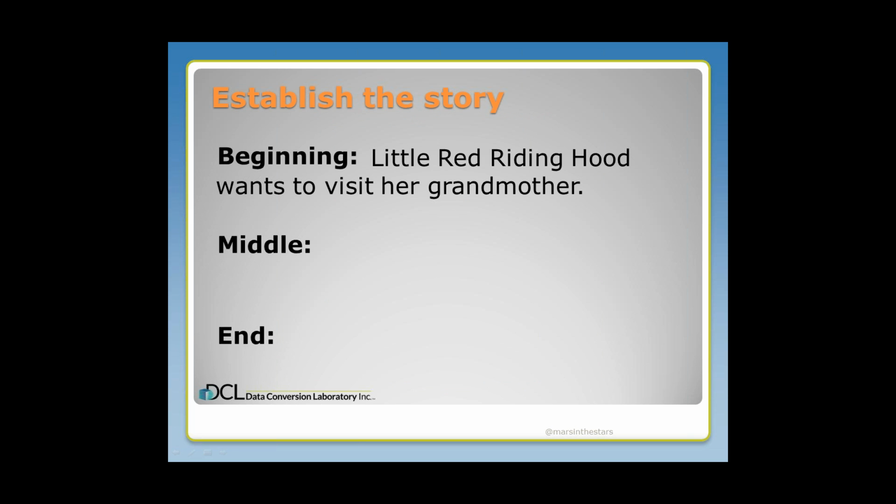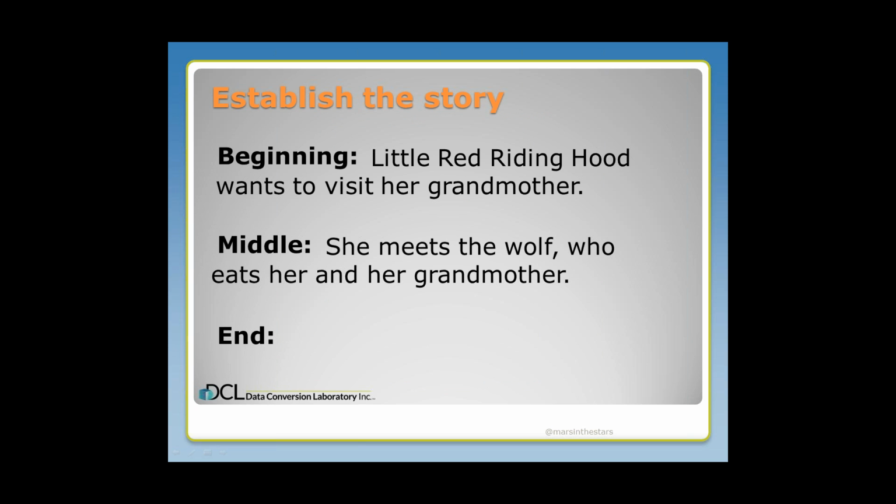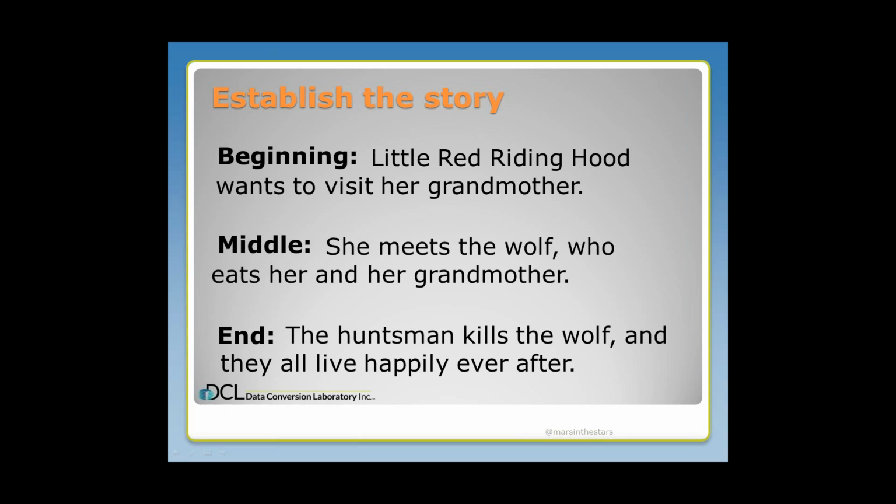She wants to go visit her grandmother. That's the beginning of the story. Really simple. In the middle, she meets the wolf who eats her and her grandmother. At the end of the story, the huntsman kills the wolf, and Red Riding Hood lives happily ever after.